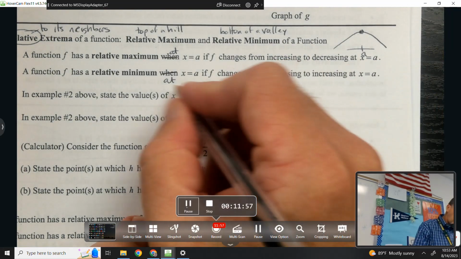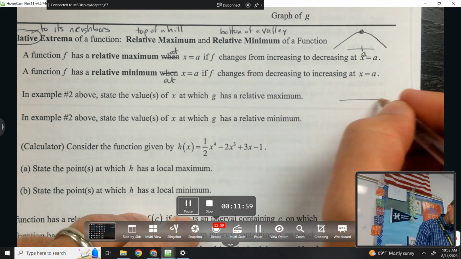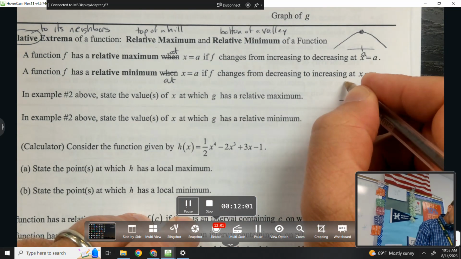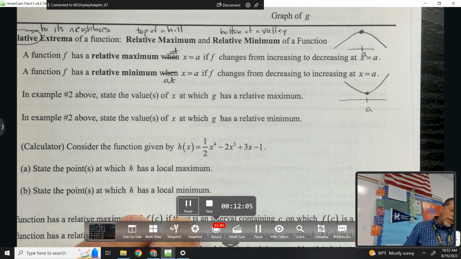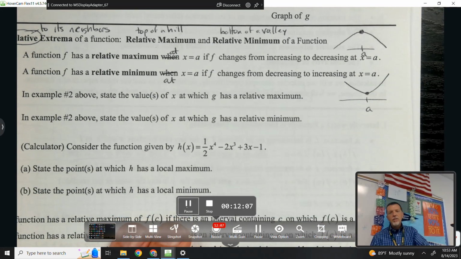Kind of the same thing for minimum. If you go from decreasing to increasing, well, that meant you were at the bottom of a valley, so that was a relative minimum.